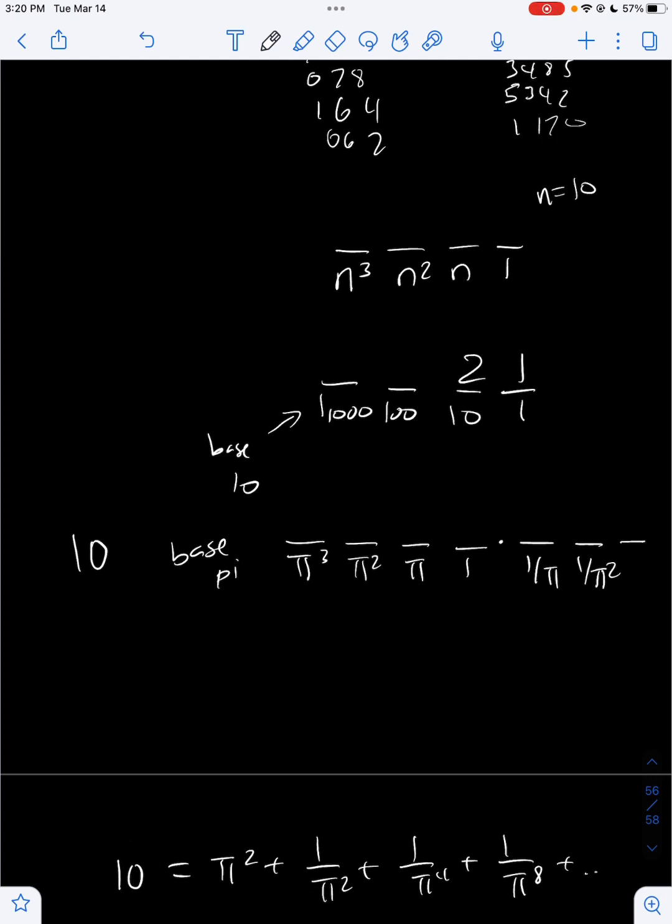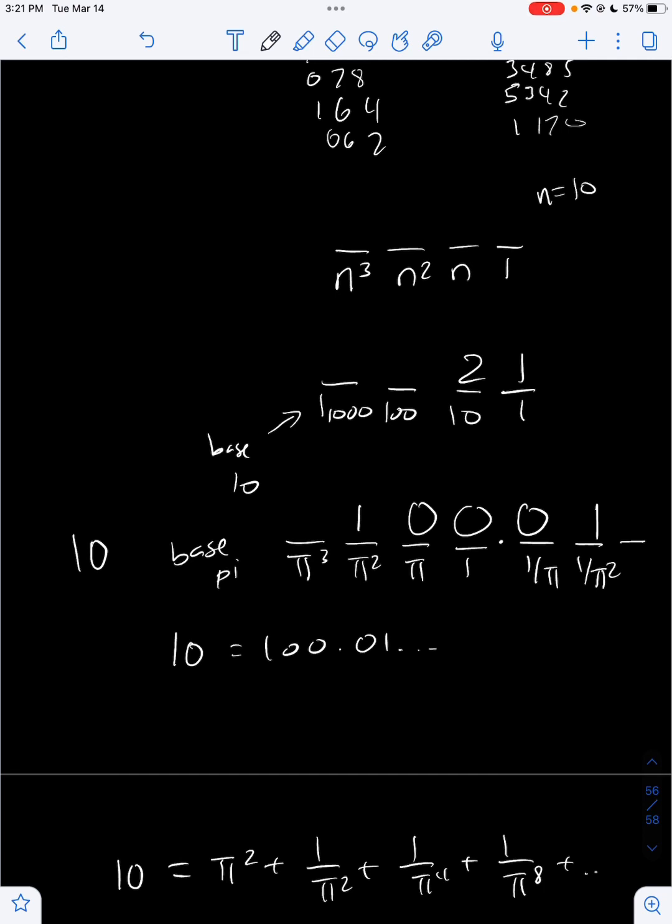So 10 in base pi, well, we're going to have 1 pi squared, and then we're going to have 0 pi's, 0 ones, 0 1 over pi's, and then 1 over pi squared. So this means that 10 in base pi is going to be 100.01, and so on. So we see that 10 has an infinite number of digits in the base pi system. So it kind of flips when we switch to an irrational base.